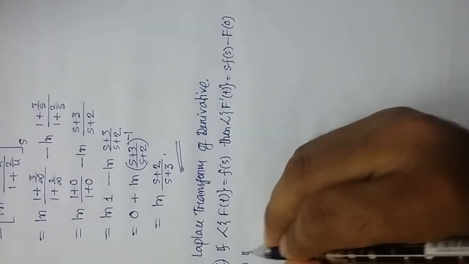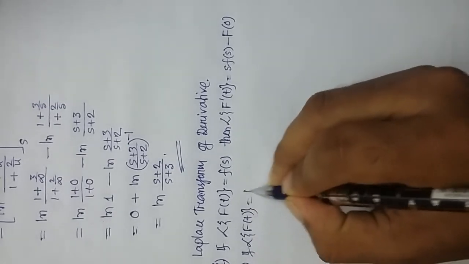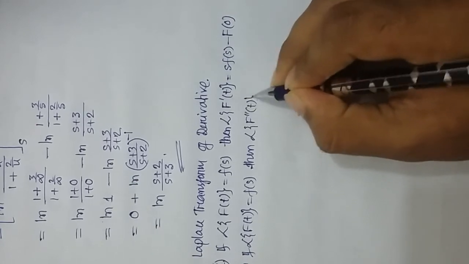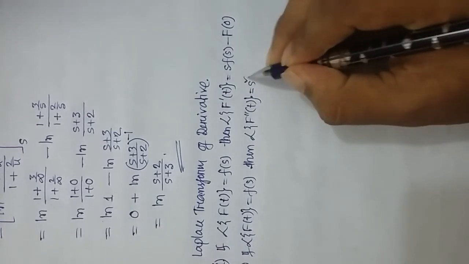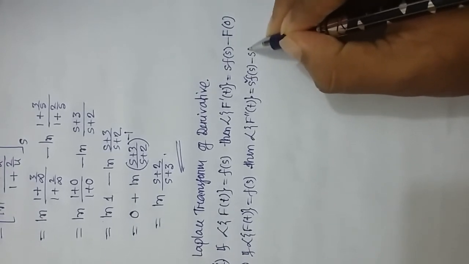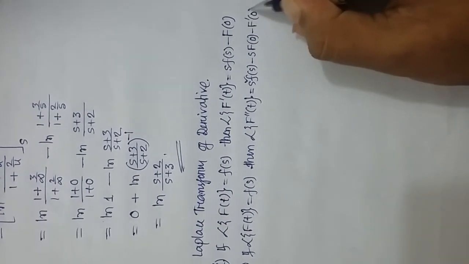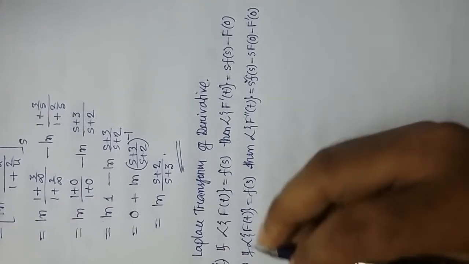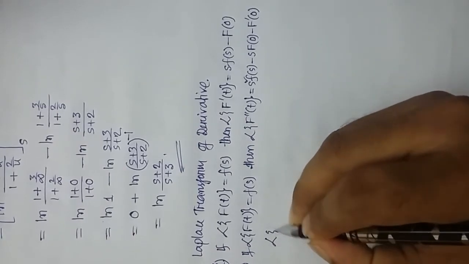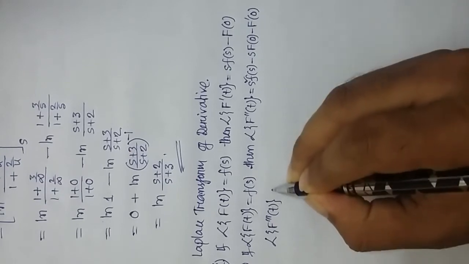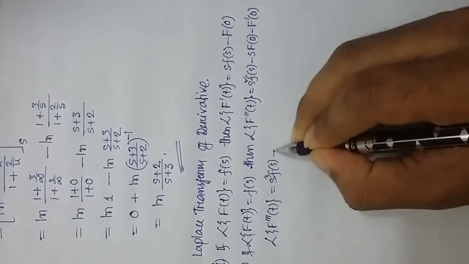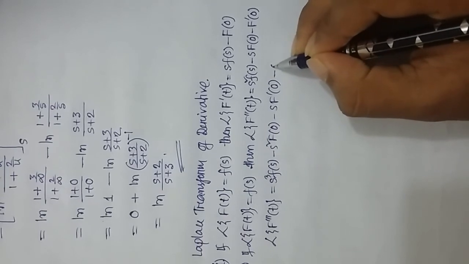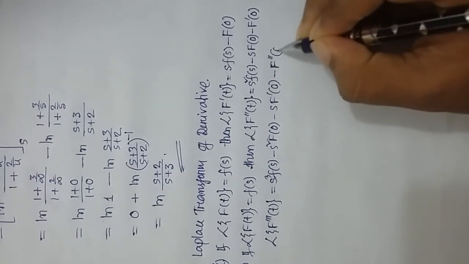Like 2, if L of f of t equals F of s, then for f double prime of t, I mean the second derivative, it will be s square F of s minus s f of 0 minus f prime of 0. In this way, for the third derivative, L of f triple prime of t will be s cube F of s minus s square f of 0 minus s f prime of 0 minus f double prime of 0.